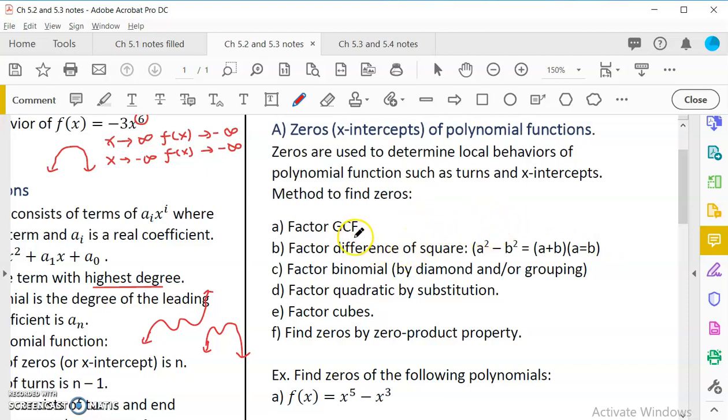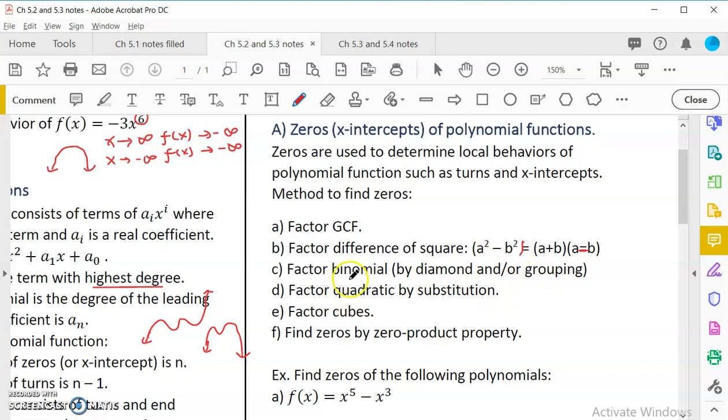So let's look at how to factor. Usually you factor the GCF first, see if there's any power of x that you can factor out or a whole number that you can factor out. Second, see if there is a difference of squares. If you have something like a squared minus b squared, you can factor it as (a plus b)(a minus b), conjugates. If you have a trinomial, you can use the diamond method to factor, or grouping.